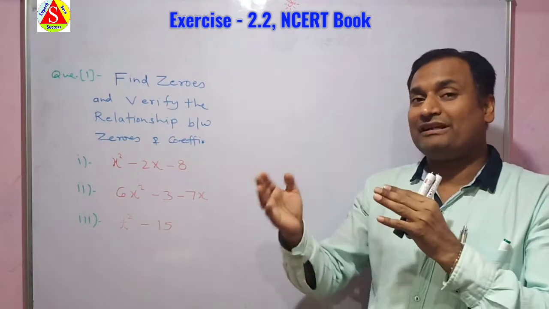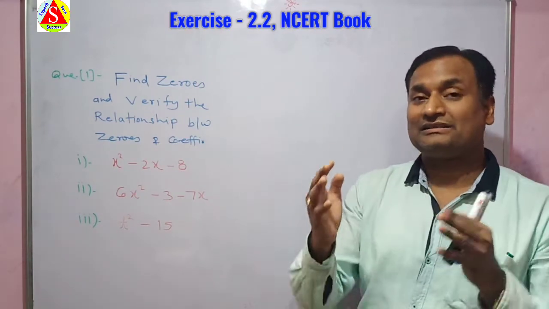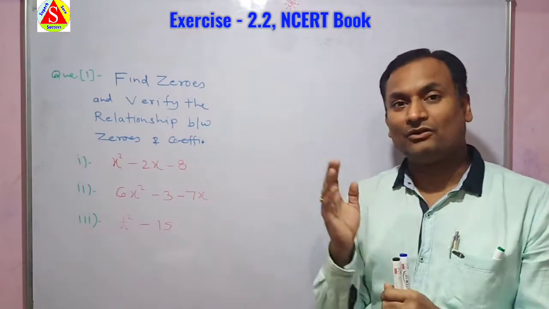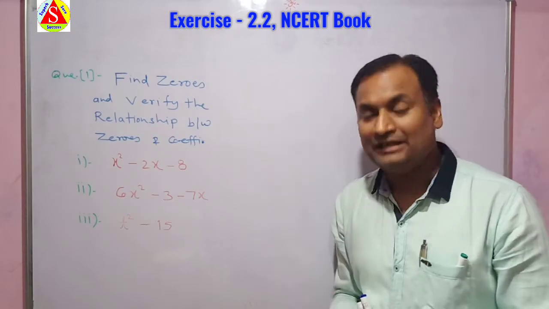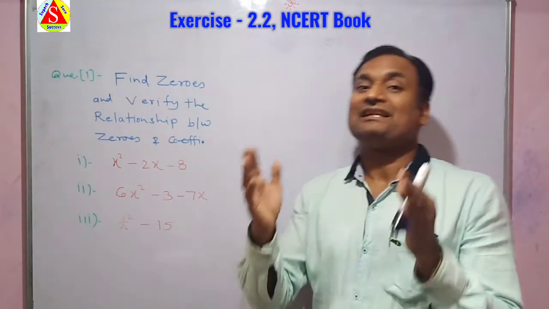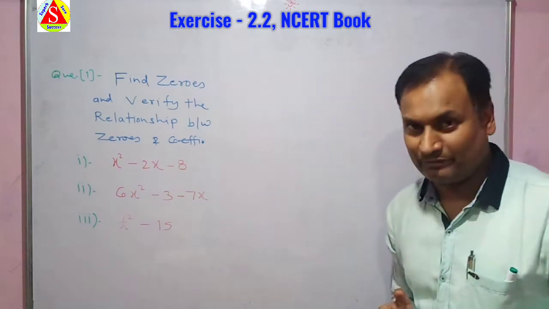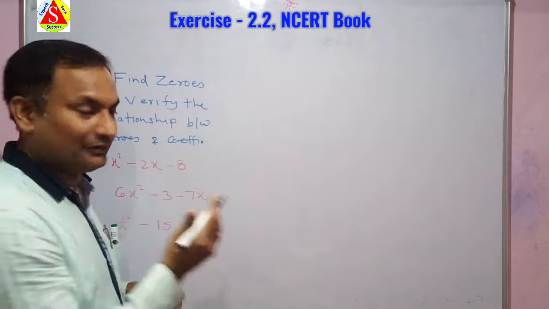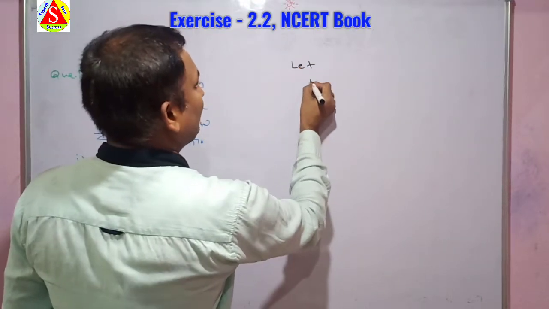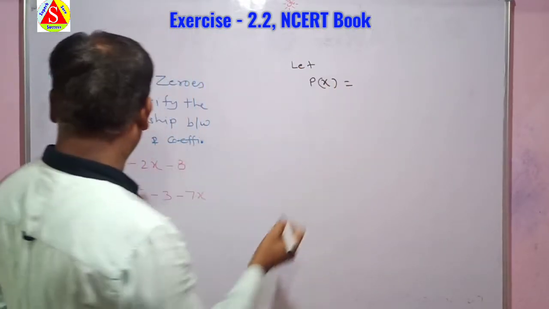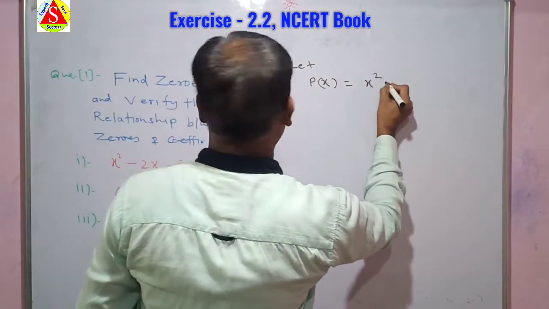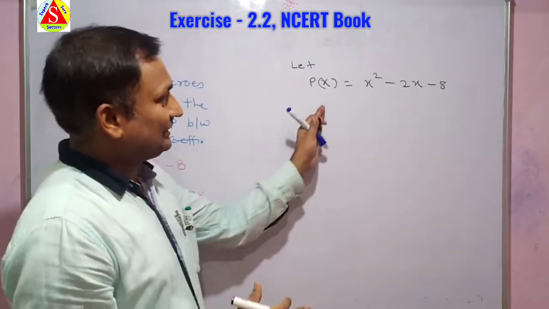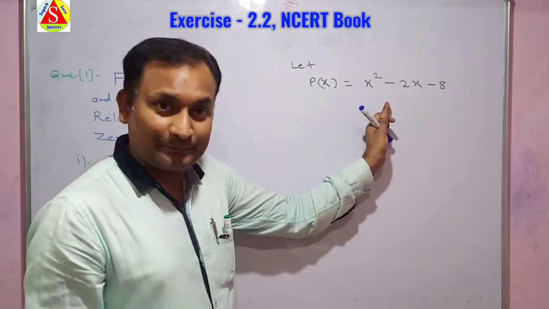Just now we have seen the formula for the relation between the zeros and coefficients of the polynomial. We will use that one, but before that, let's find the zeros of the polynomial first. So dear students, let's solve the first question of this video. Here the first polynomial is given by p(x) = x square minus 2x minus 8. Let's find the zeros of this quadratic polynomial.